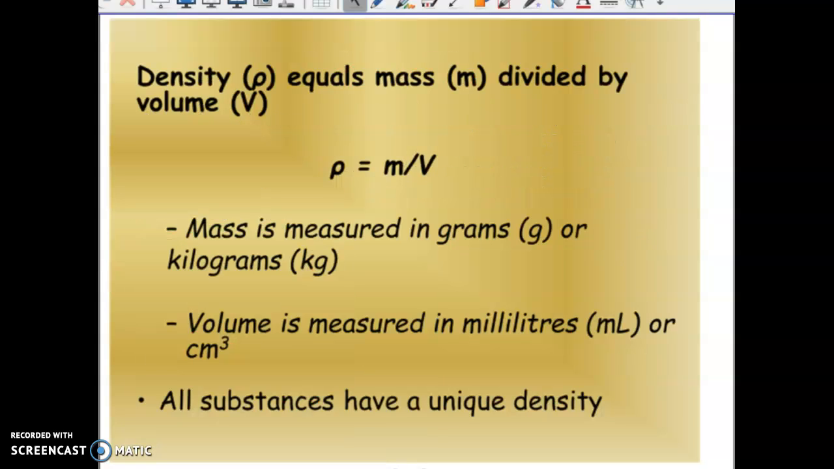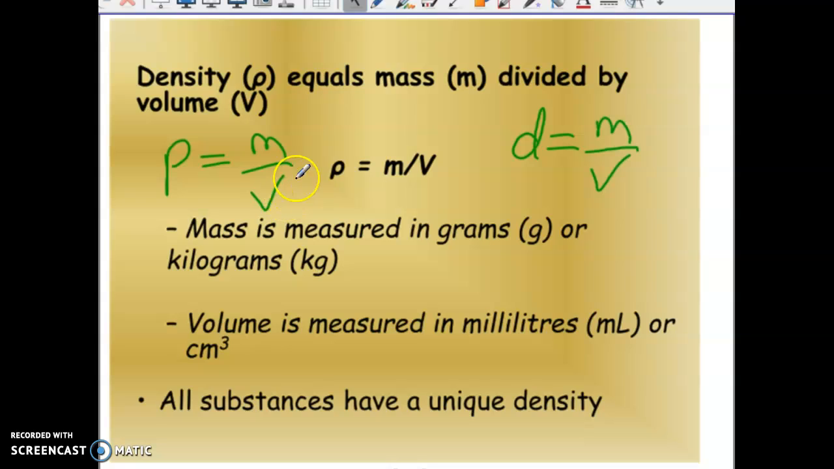Here is our formula for density. The symbol for density almost looks like a lowercase p, but it's cursive. Density is equal to mass divided by volume. You might see density as a lowercase d as well, but the proper symbol for density is a cursive p. So it's mass over volume, and we're going to get into some calculations in the next part.